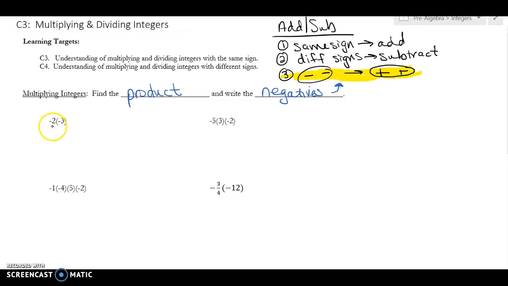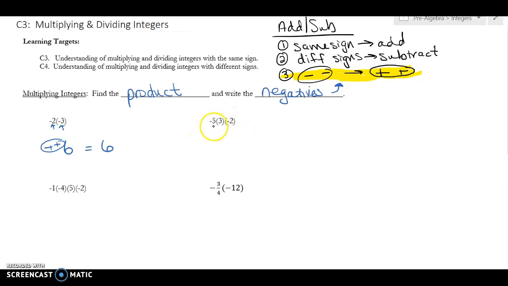So what I'm going to do is I'm just going to write my problem. 2 times 3 is 6. Since I see 2 negatives, I write 2 negatives. And now I can circle them. And so my answer is just positive 6.